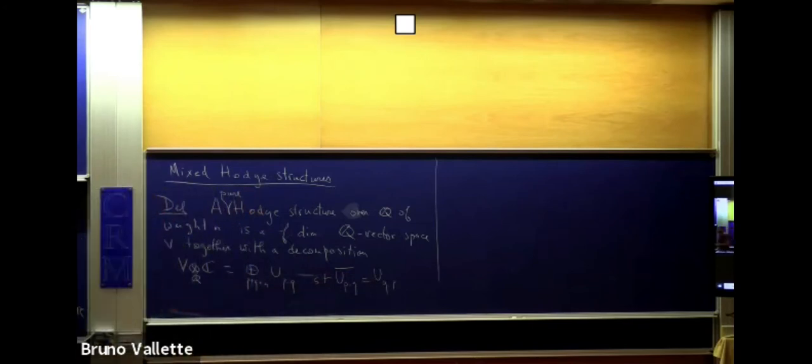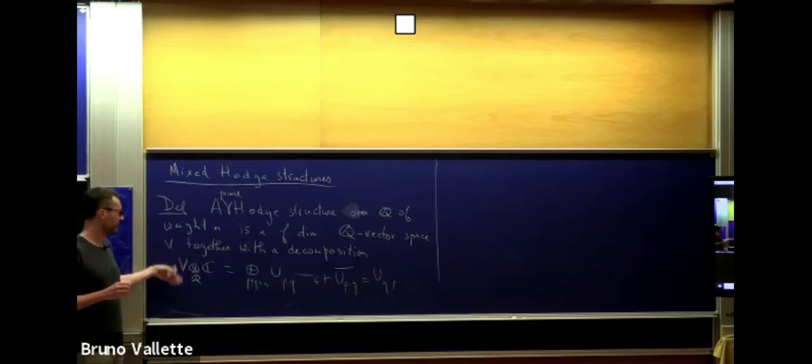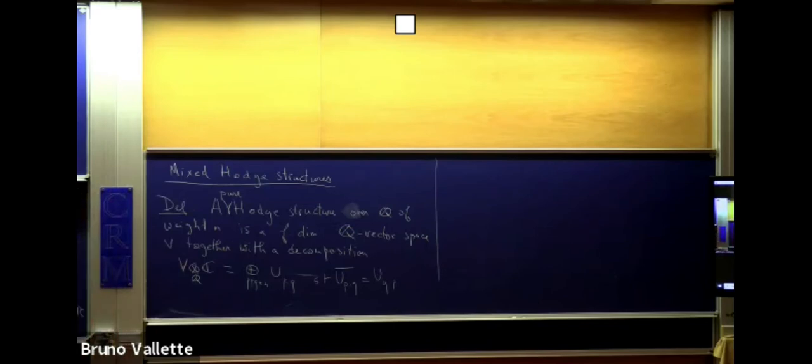Yes? So the decomposition is of Q vector spaces. Well, you can actually check that it's even a decomposition as C vector spaces. I said that this complex conjugation endomorphism, of course, is not C linear, but it sends a C vector space to a C vector space. So this is what a pure Hodge structure is.